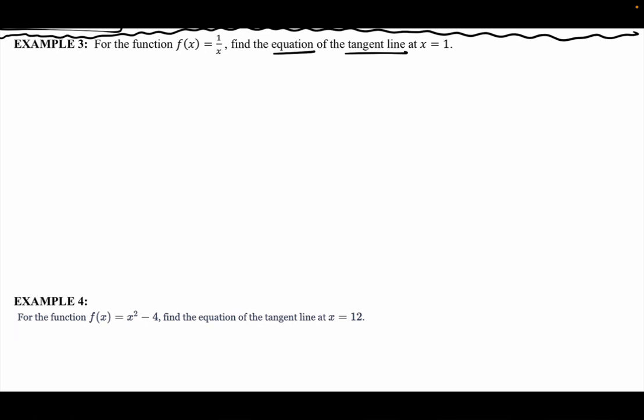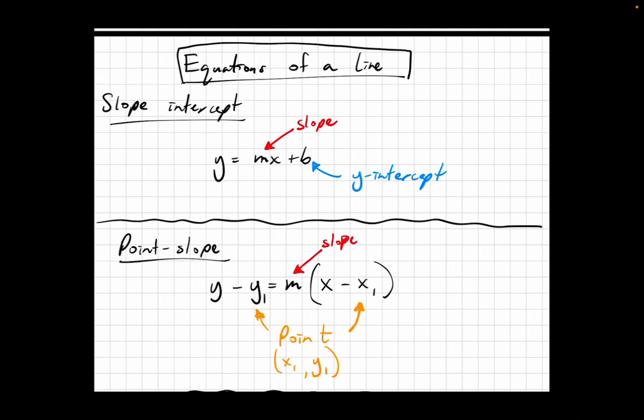Well, what do they both have in common? What do both forms have in common? Slope. So we need slope. Derivative is a slope of a tangent line. So that's how we're going to find slope, through finding the derivative. And we either need the y-intercept or we need a point on the graph. Either one. So we'll decide that. We'll do that last.